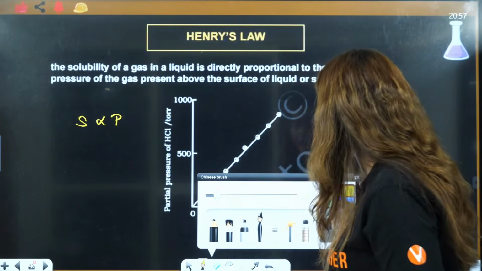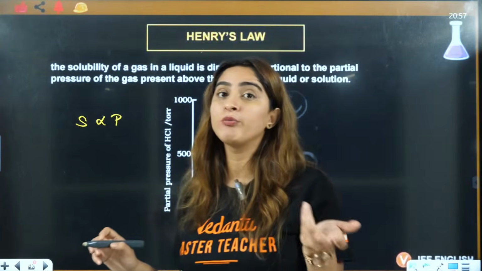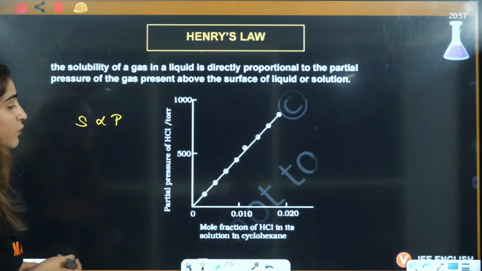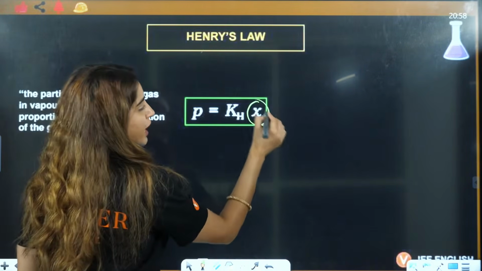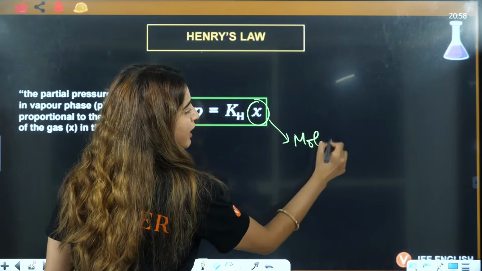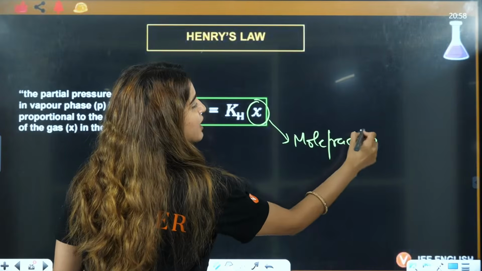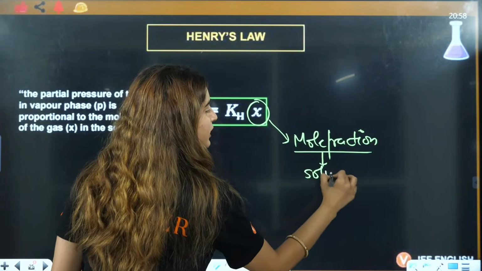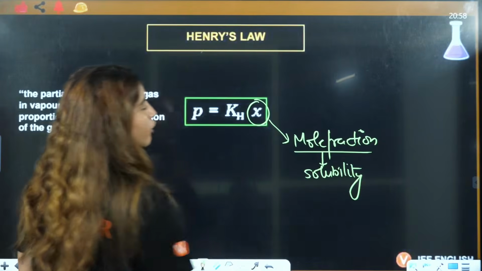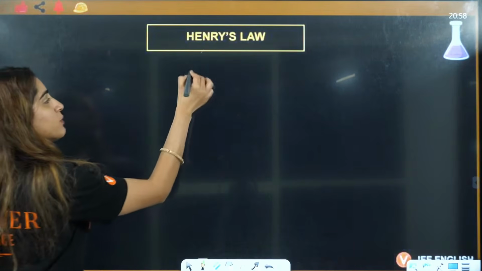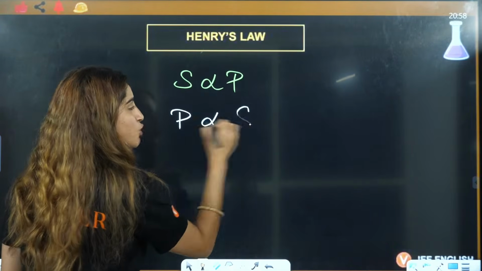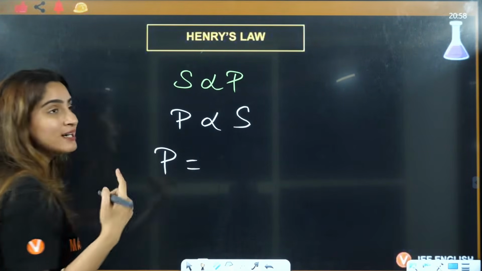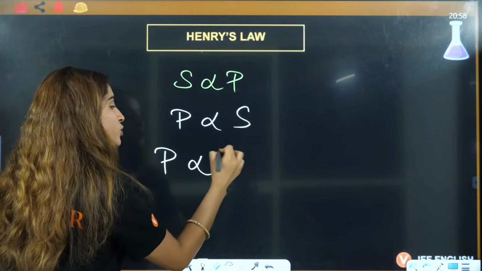Now, after this, everyone was like, how to measure now solubility? So Henry said that you can measure solubility with mole fraction. This is nothing but mole fraction, right? Mole fraction is the measure of solubility, right? That means instead of writing solubility, you will write mole fraction here. So what you can write here, solubility is directly proportional to pressure. That means pressure is directly proportional to solubility. But solubility, we know that is defined as mole fraction only, right?